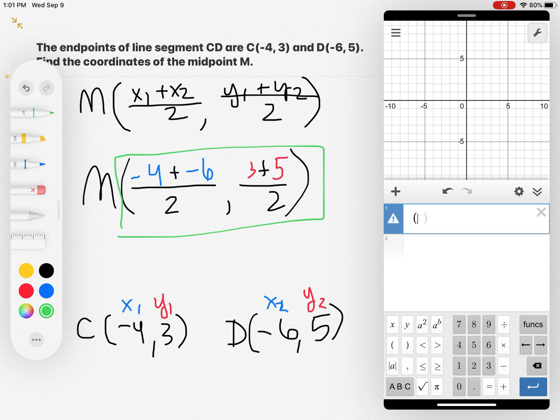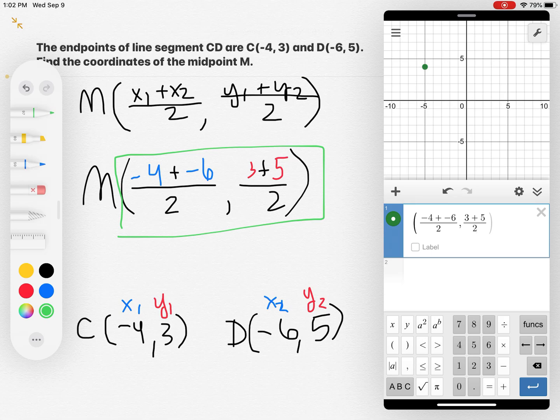So start with parentheses. And then just like we've done before to get a fraction, hit your division key. Start typing in the top of your fraction, -4 plus -6. Click in that gray box to get down the denominator, divided by 2. Arrow over, you need a comma, which is above the ABC button. And we need another fraction, so we're going to do our division key. Start typing in that fraction, 3 plus 5. Hit the gray box to get down to the denominator, divided by 2.